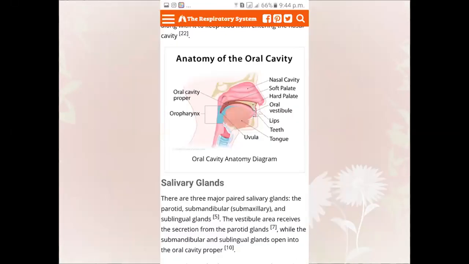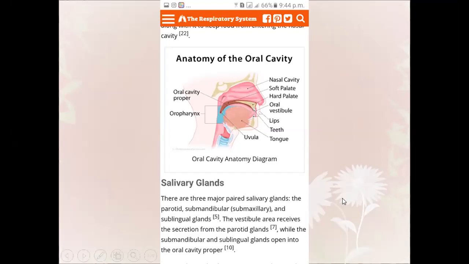Anatomy of the oral cavity. Anatomy of the oral cavity can be seen from the diagram. Again, the oral cavity proper. This is the oropharynx, or the oropharyngeal part. The nasal cavity makes up the roof of the mouth, or it is above the roof of the mouth. Then we can see the soft palate in the maroon part, and in front, behind the lip area, is the hard palate. The oral vestibule makes the opening, or it is the pathway on the side of the alveolar processes and the cheek. The lip can be seen, teeth are there, and the tongue makes up the floor of the mouth. The uvula is again the hanging portion in the maroonish part from the soft palate.